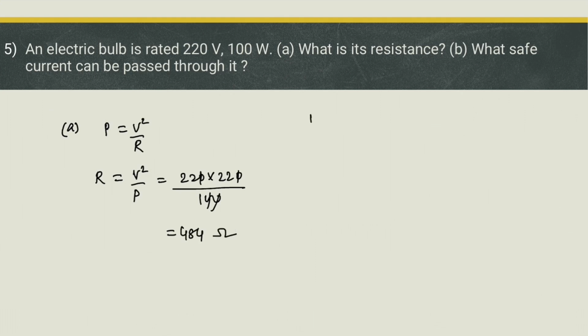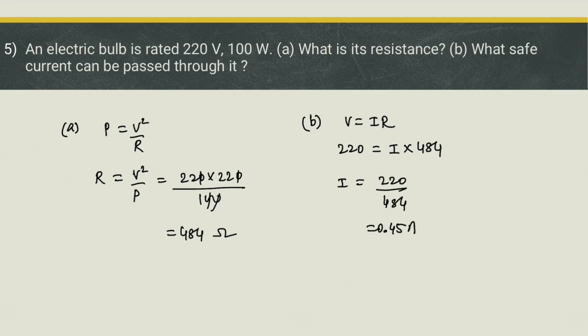And what is the safe current limit? V is equal to IR. Voltage is 220 is equal to current we want to find out, and the resistance is 484. So here current is equal to 220 upon 484, which is 0.45 ampere.